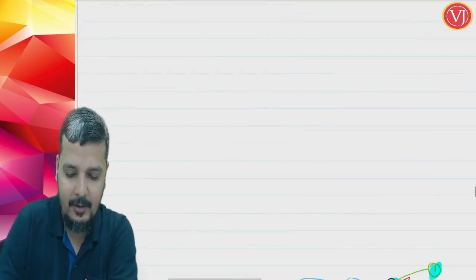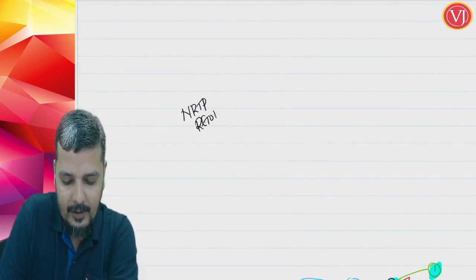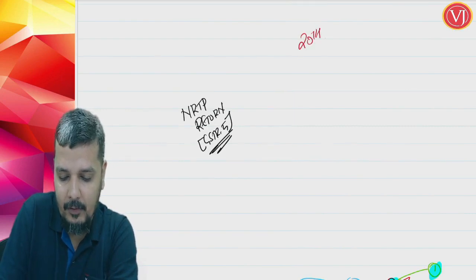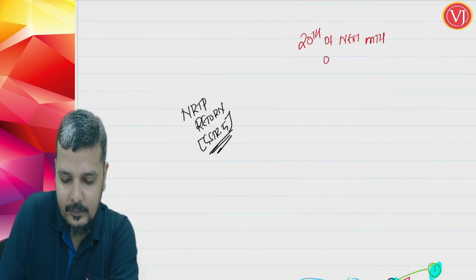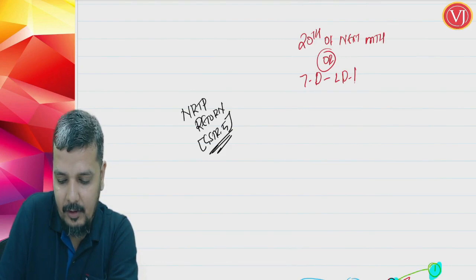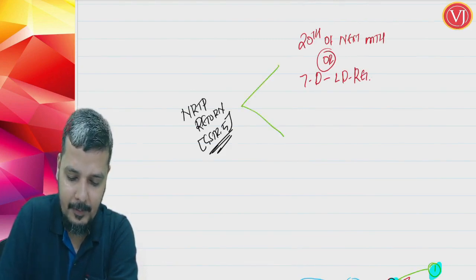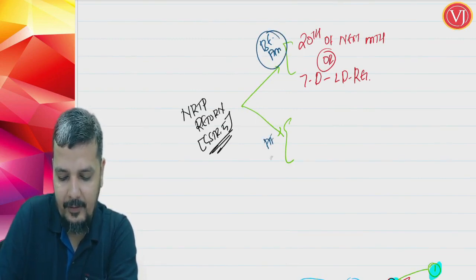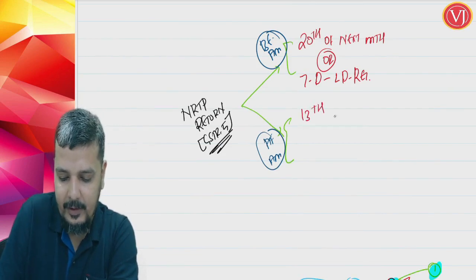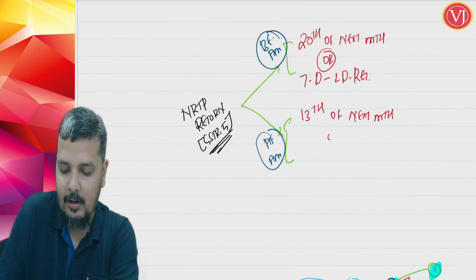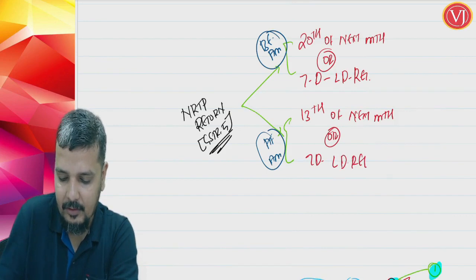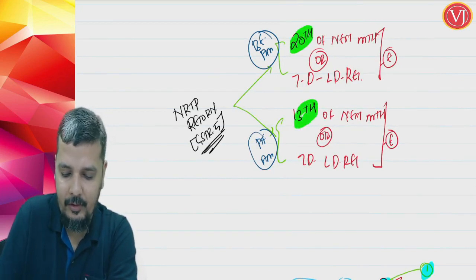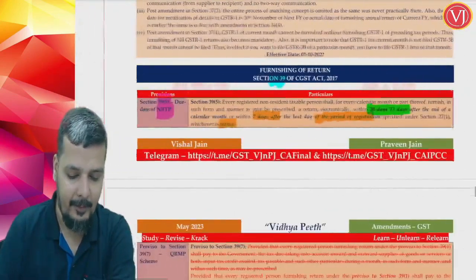So when I'm talking about NRTP return, what returns do non-resident taxable persons file? They file GSTR 5. Before the amendment, due date was 20th of next month or 7 days from the last date of registration. This was the scenario before the amendment. Now, after the amendment, what has happened? They have replaced that 20th of next month by 13th of next month, or 7 days from the last date of registration. Again, same thing, whichever is earlier. They have just changed the due date from 20th to 13th. So that is the amendment in your section 39, subsection 5.